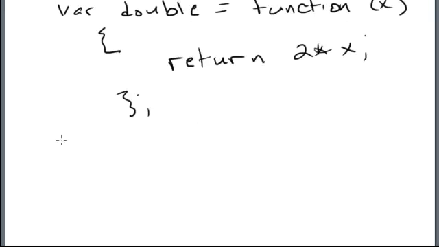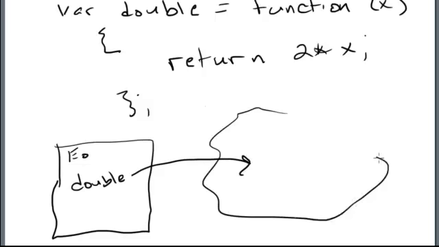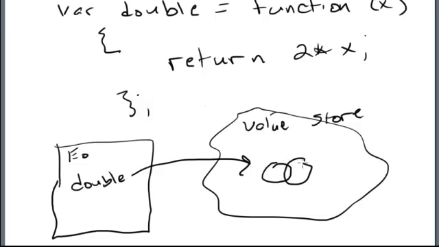So if I have my global environment here, and so this is E naught, and double gets mapped into my function object, which is in my value store. And we're going to let this be my function object, and we're going to say that this is the program. This points to the code, and this points to the environment that existed when it was created.